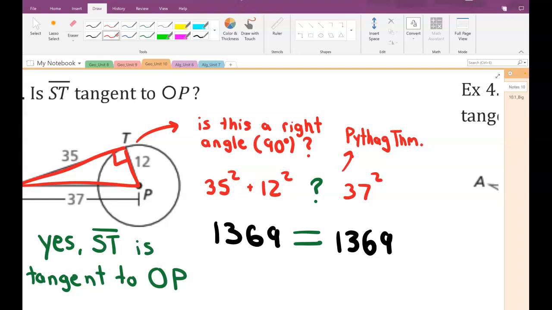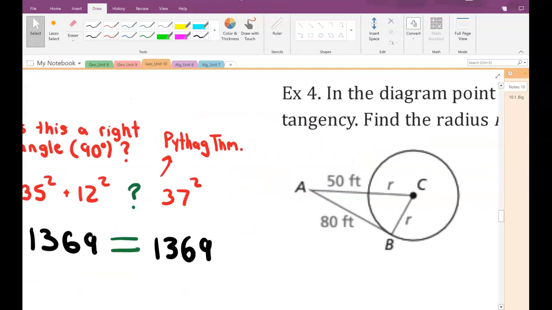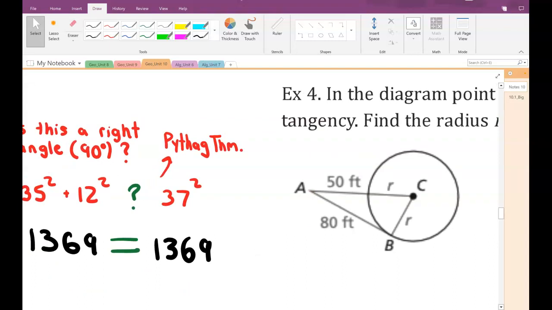So on the example right next to it, we're already given that AB is a tangent and asking us to find what our radius is. So we already know that this is a right angle. And again, I'm going to point out we have a right triangle here. So what I'm going to do now, to solve for R, which is one of our legs of our triangle, I know how to solve for a leg of a right triangle by using Pythagorean's theorem.